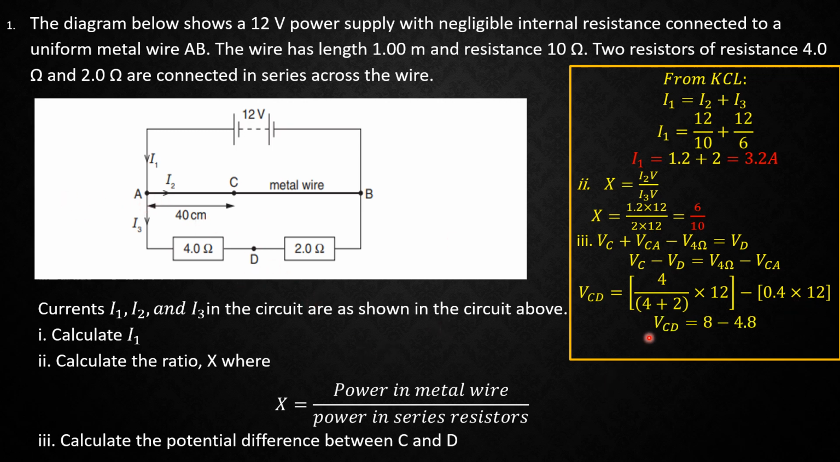And then we actually have VCD now. Remember that VCD is of course the potential between C and D. It gives us 8 minus 4.8, which is 3.2 volts. So that's that for question 1, and then we can have the mark distribution like that for the exam. That's how the marks were distributed. All right, so let's go to the next question.